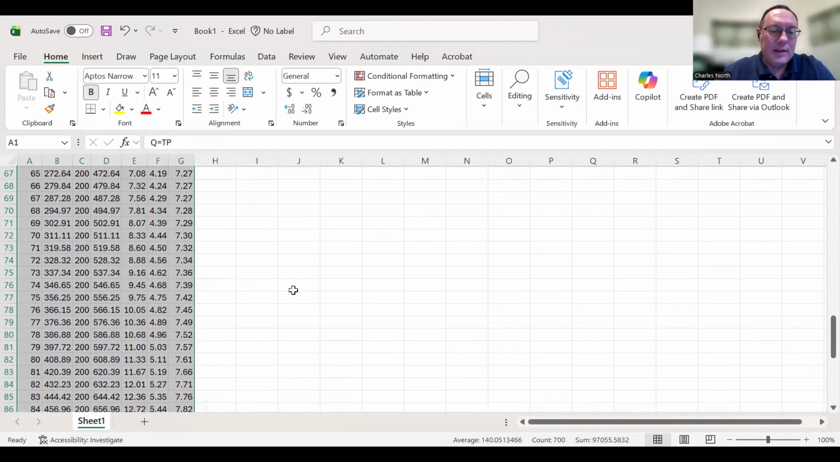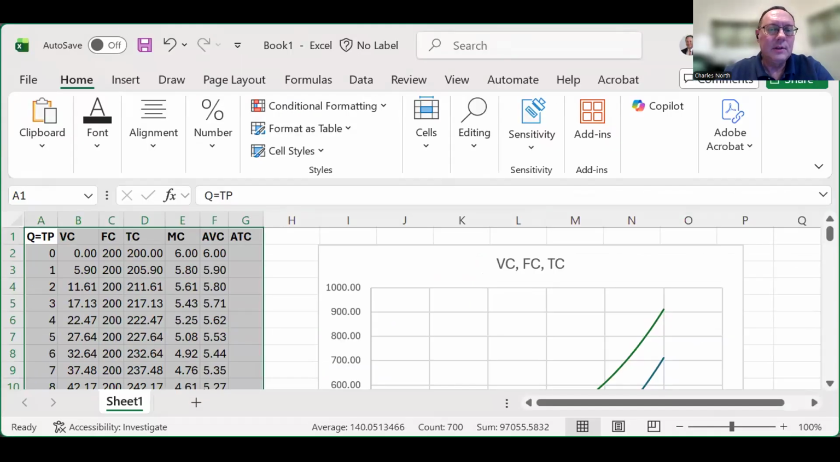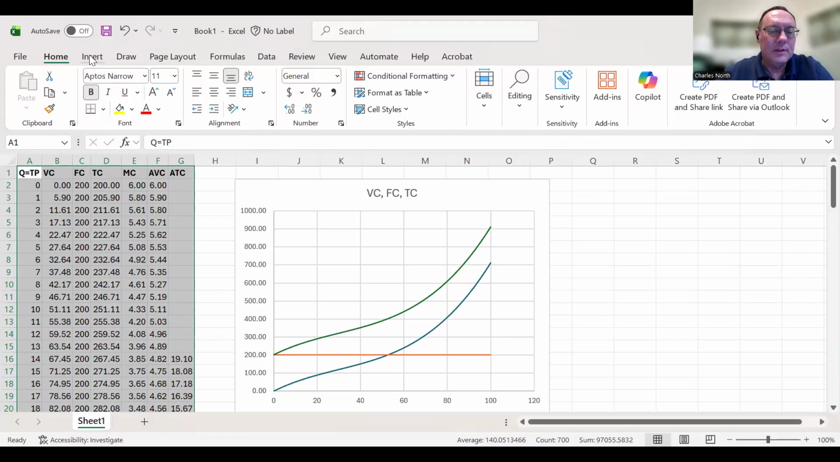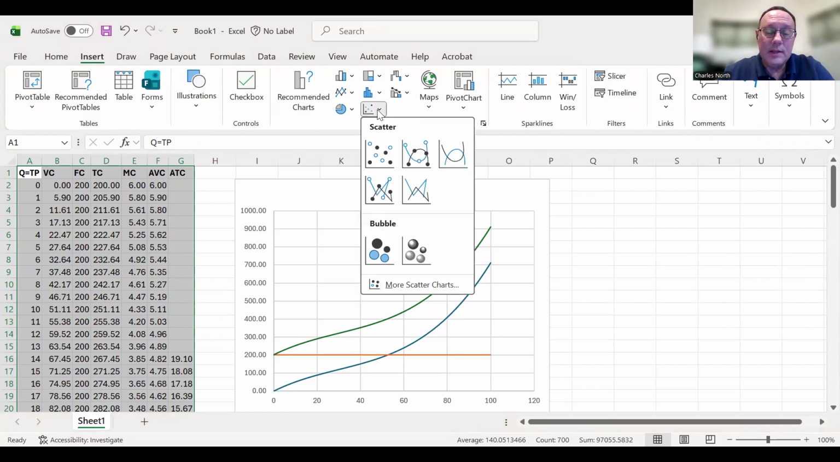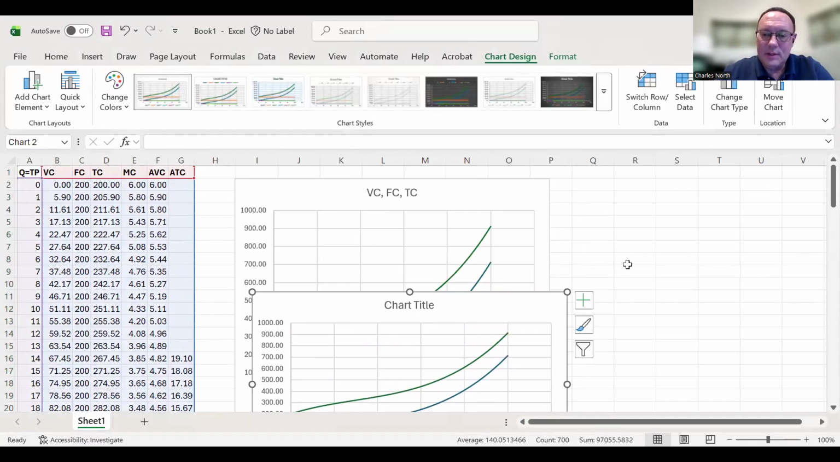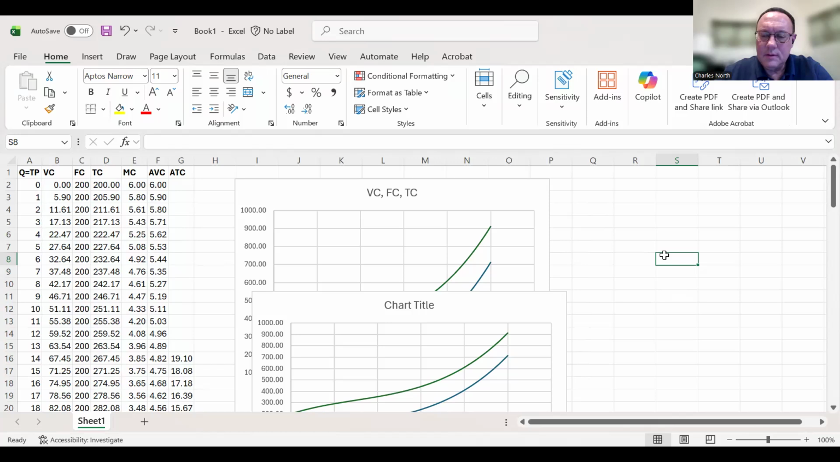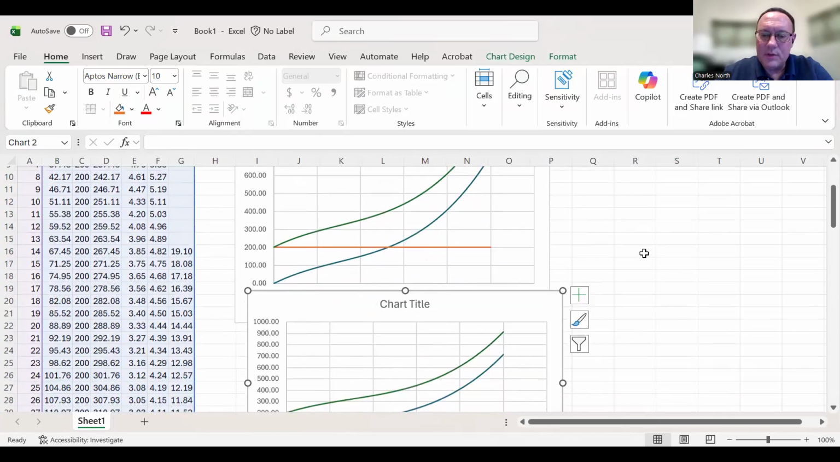So I, again, just have the whole table highlighted. I'm going to go back up here to insert. Let's see, can I do that over here? Yeah, there's insert clearly visible here. So we insert, again, the XY scatter chart and pick the smooth curve and choose that. And so what it's doing, as you can see, is kind of recreating the same graph that we just did.